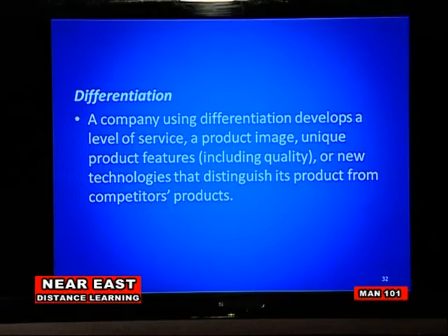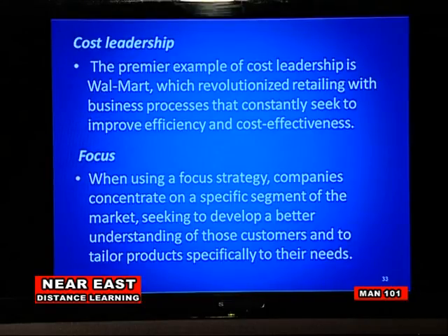Differentiation. A company using differentiation develops a level of service, a product image, unique product features, including quality, or new technologies that distinguish its product from competitors' products. Cost leadership. The premier example of cost leadership is Walmart, which revolutionized retailing with business processes that constantly seek to improve efficiency and cost effectiveness.